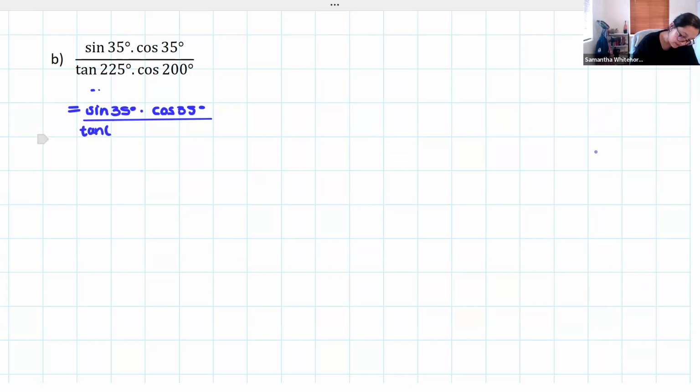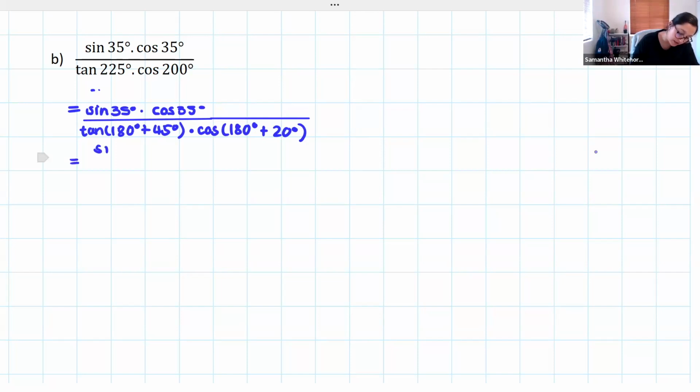Tan, I'm going to reduce this by saying 180 plus 45. And remember, 45 is a special angle. Because I'm determining the value of the following without the use of a calculator, I should also have special angles in the back of my mind. Now, cos 200, unfortunately, there's no way for me to get a special angle. So I'm just going to reduce it to an acute angle by saying 180 plus 20. We'll chat about why this is useful in a second. Right now, that's the only thing I can do to get it to an acute angle.